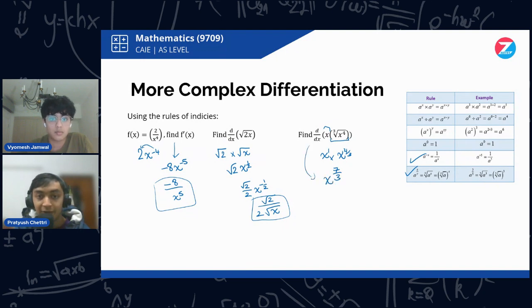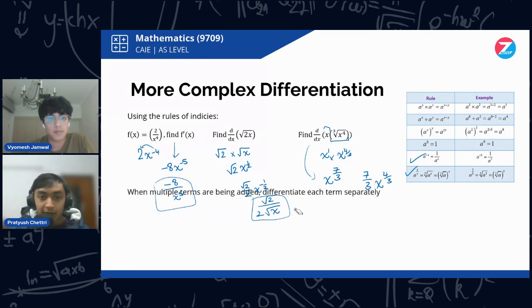That's my function. And now I'm going to differentiate this. It gives me 7 by 3 x to the power 4 by 3. I can write it in whatever form I choose. It's equivalent. It's okay. No negative powers.